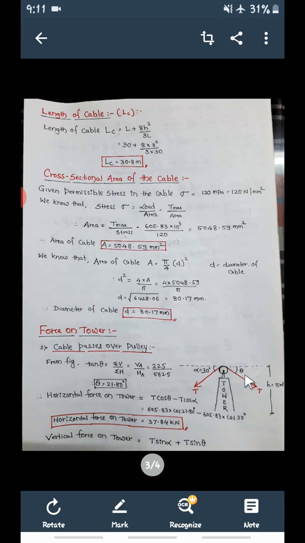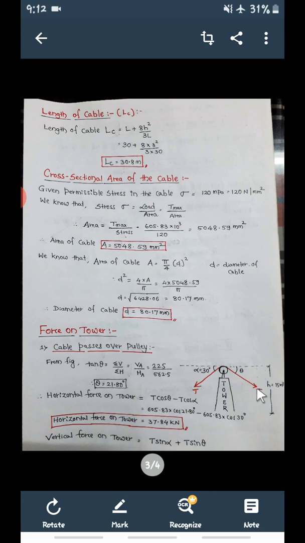This is the tower, and the angle made by the suspension cable is theta, and the angle made by the anchor cable with the horizontal is alpha. It is given that the inclination of the anchor cable is 30 degrees, and the inclination of the suspension cable is not given, it is theta. First find out theta.